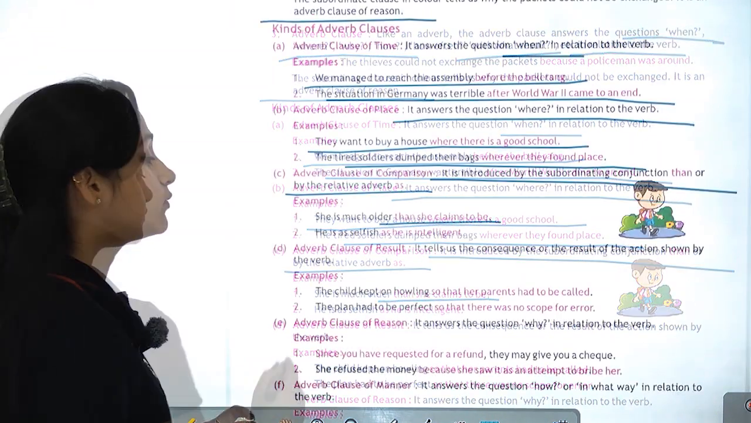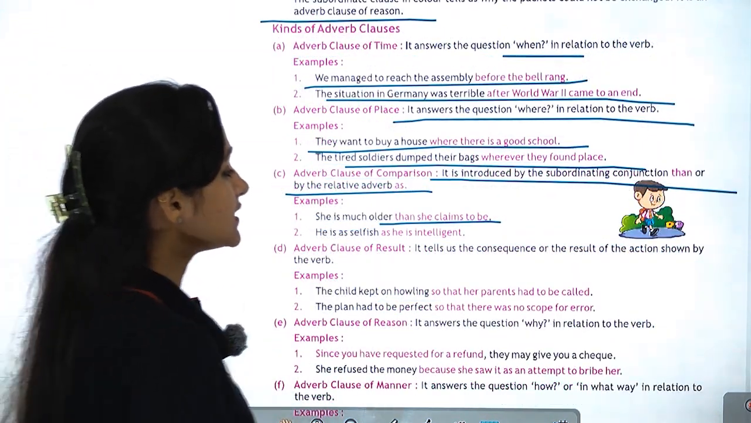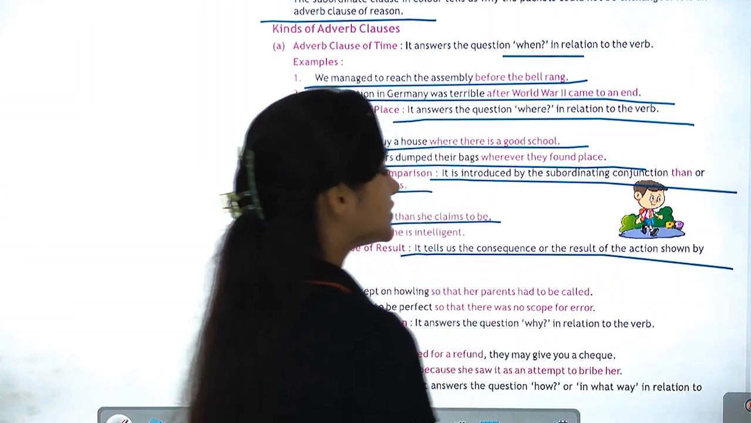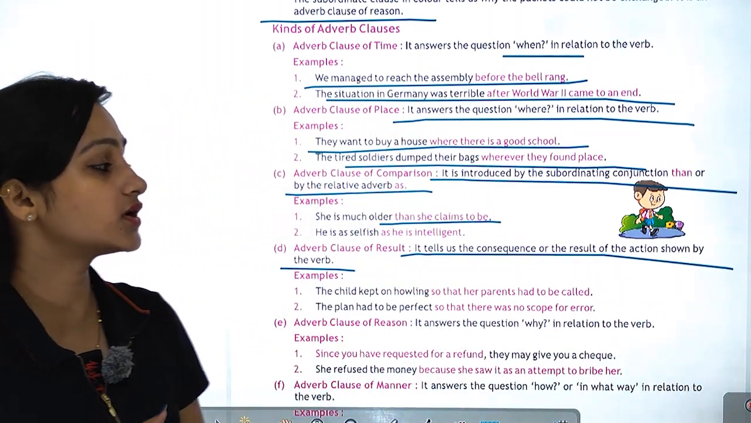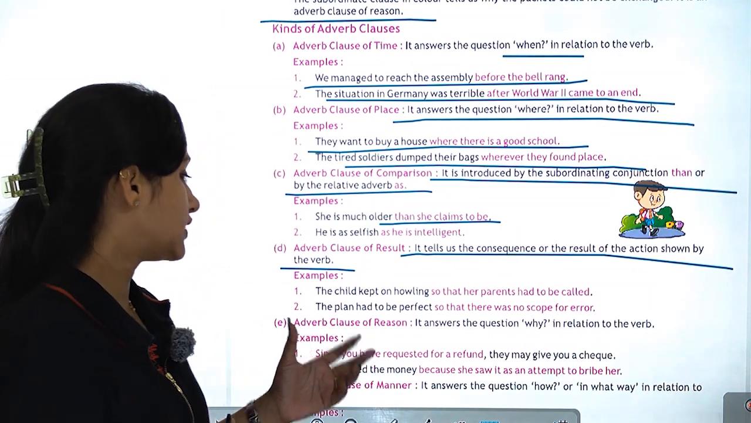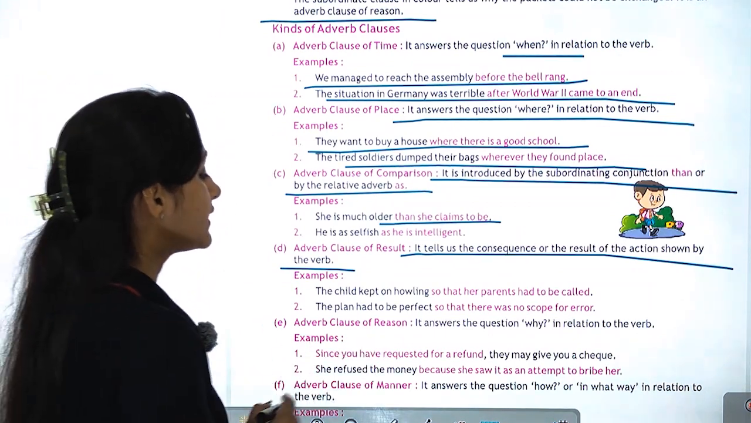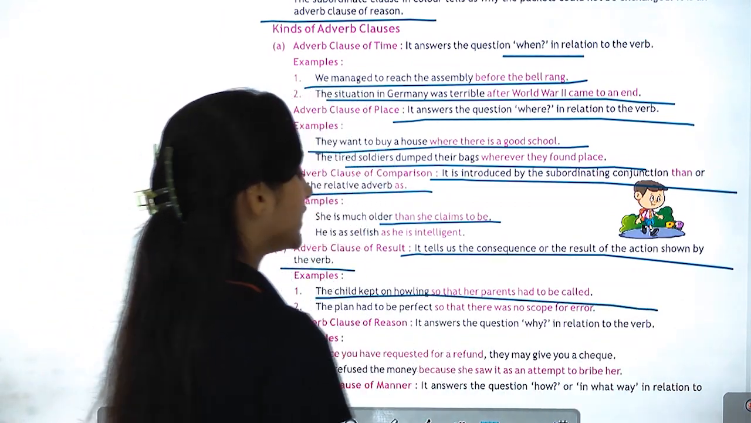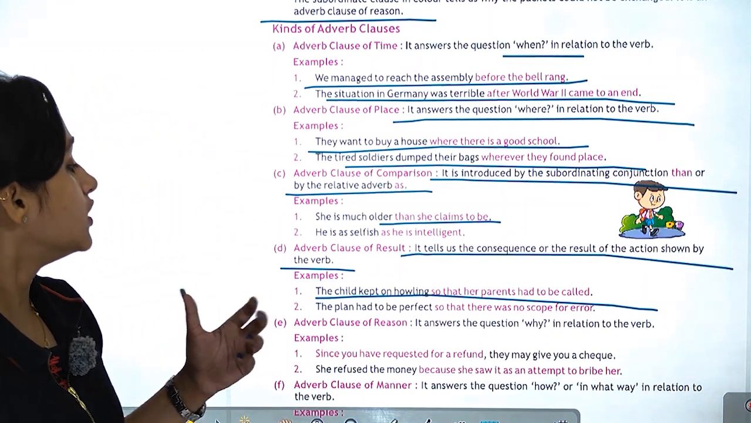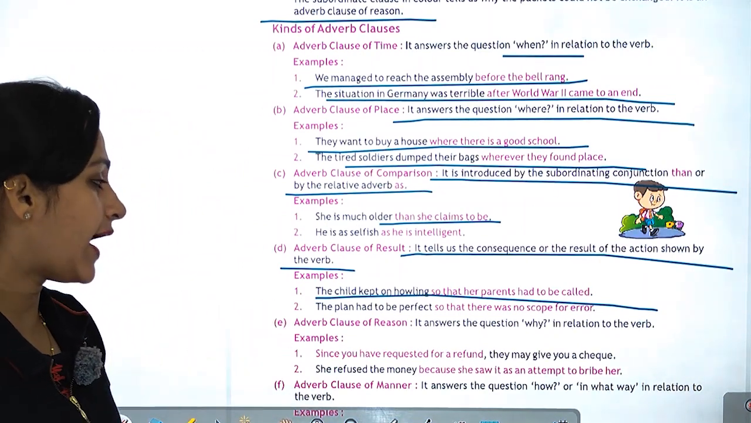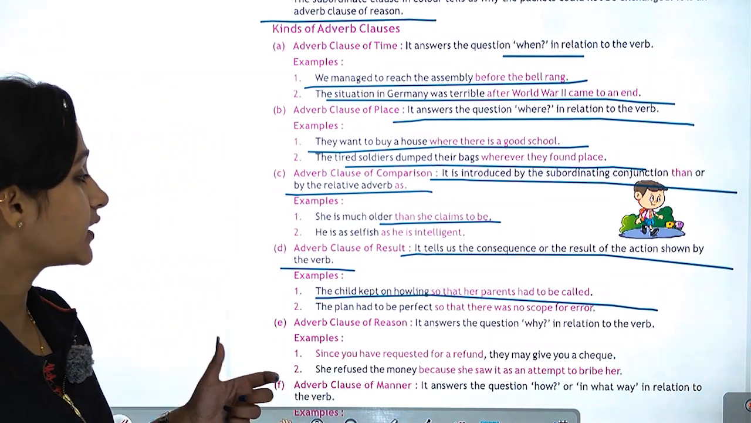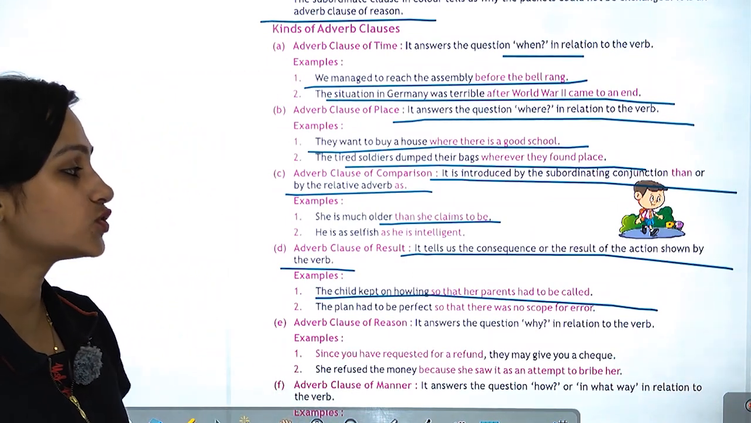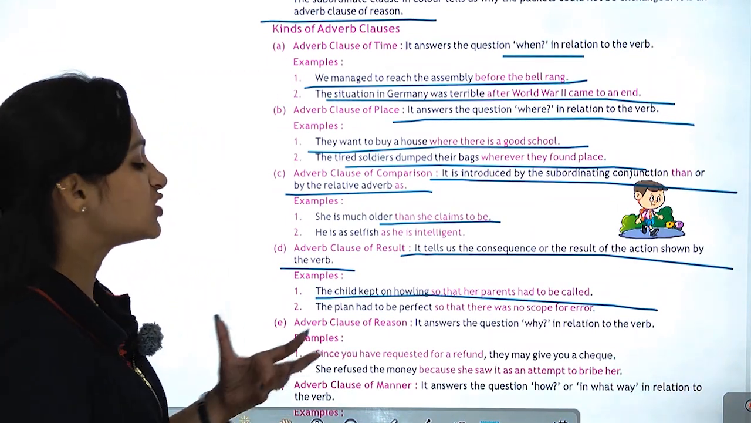Now adverb clause of result. It tells us the consequence or the result of action shown by the verb. क्या बताता है हमें? Consequence और result action का show करता है जो verb हमारा. Like the child kept on hollering so that her parents had to be called. So the plan had to be perfect so that there was no scope for error. So ये क्या result है? Consequences होते हैं हमारे.